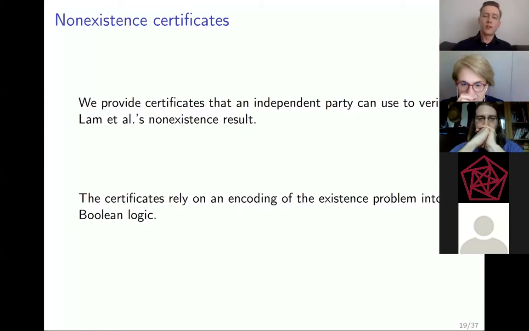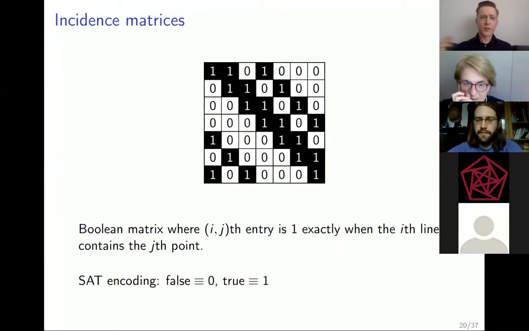As I mentioned, we're going to use a SAT solver. How are we going to reduce the problem into SAT? First of all, we use the standard concept of an incidence matrix. This just encodes which points lie on which lines. We're not actually going to use those nice colorful diagrams when structuring the search.